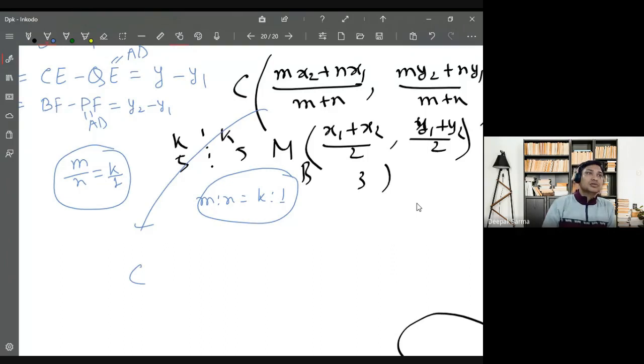Why so? If I use the same formula, what do I get? k is to 1. Initially it is m is to n, now k is to 1. What will be the formula? The x coordinate is k x2 plus 1 x1, by k plus 1. Here the y coordinate is k y2 plus 1 into y1, by k plus 1.